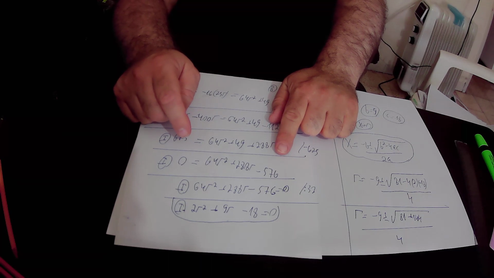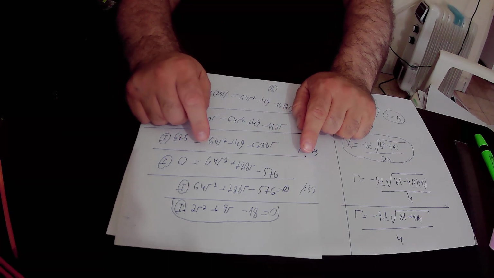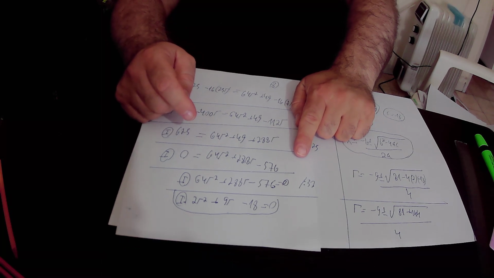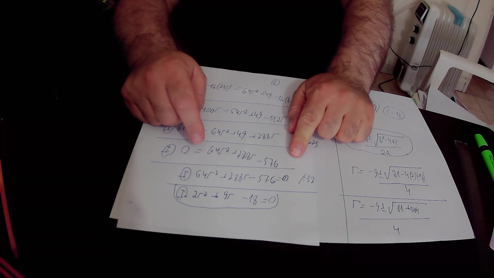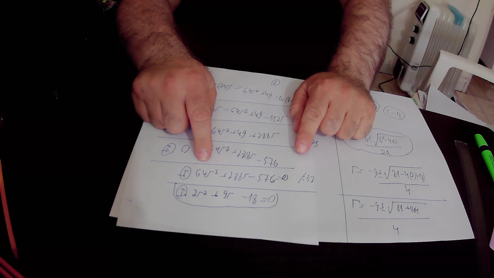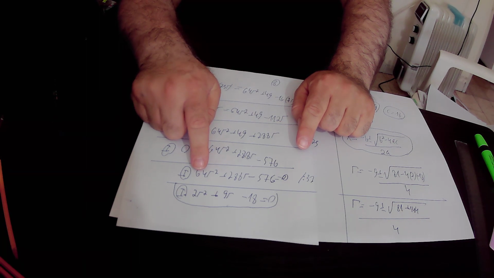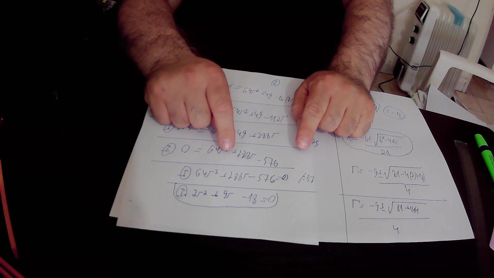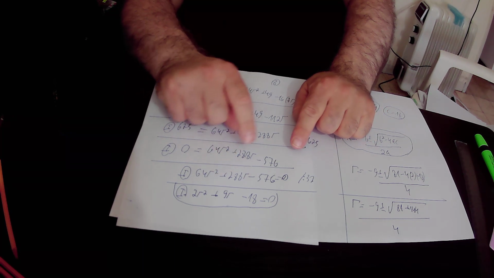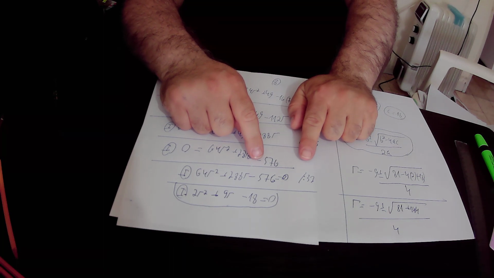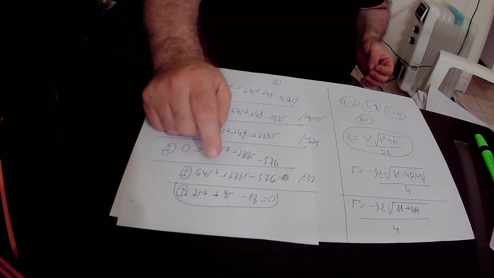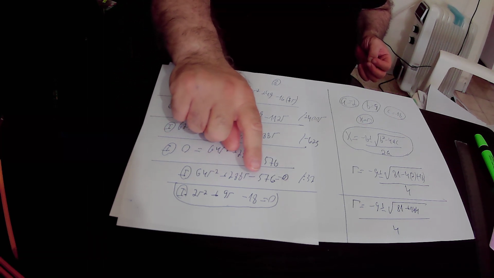We divided this quadratic equation by 32 and found out that 64 over 32 is 2, so this expression equals 2r squared. And here we have 288r over 32 equals 9r, and minus 576 over 32 equals minus 18. So in conclusion, we got the quadratic equation 2r squared plus 9r minus 18 equals 0.